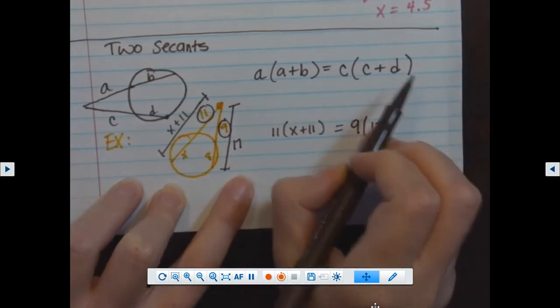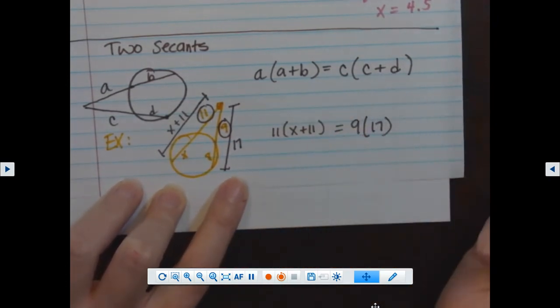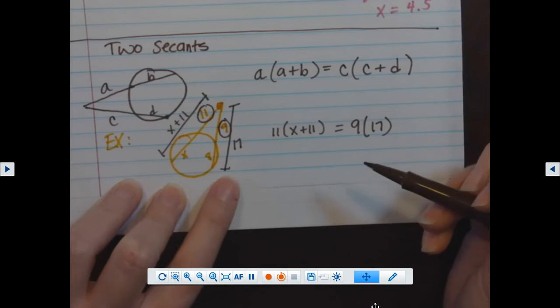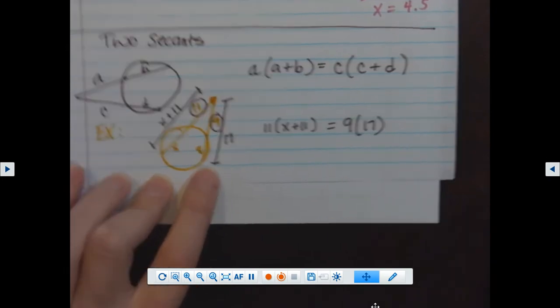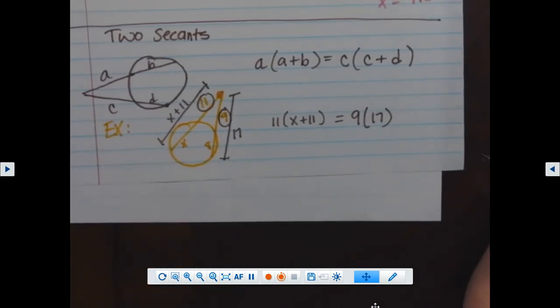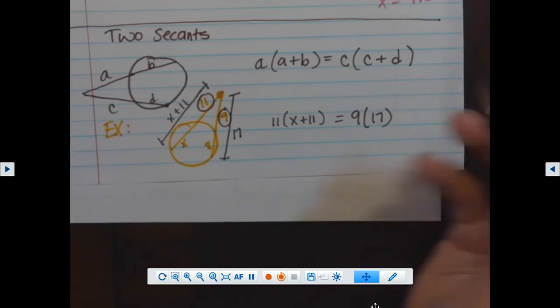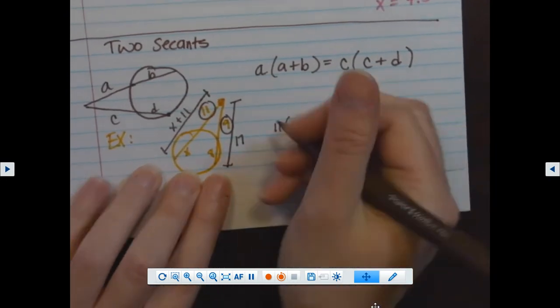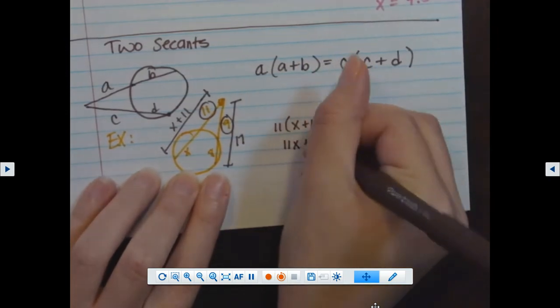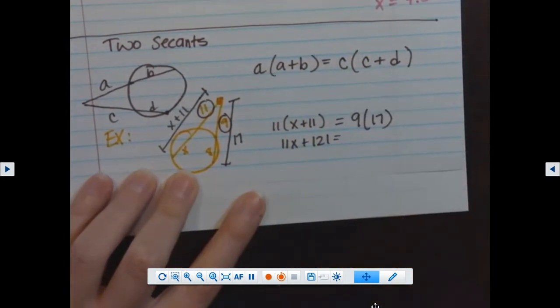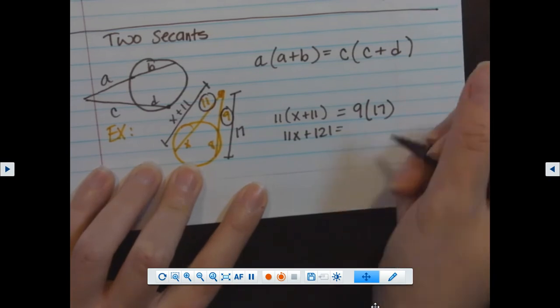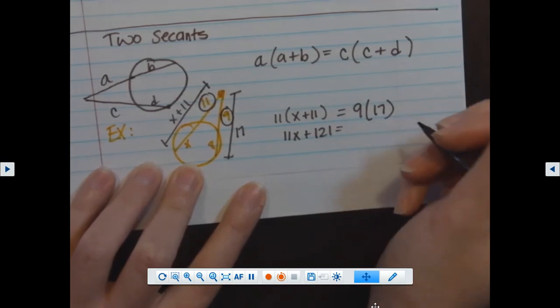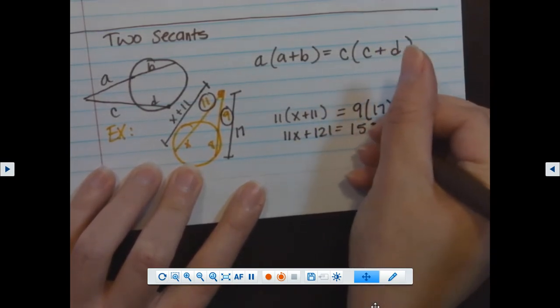If you wanted to write it out like we did the last time, that's perfectly fine. Just remember to simplify because that will make your life easier. Distribute the 11 and multiply 9 and 17. Get 121 when you do 11 times 11. 9 times 17 is 153.